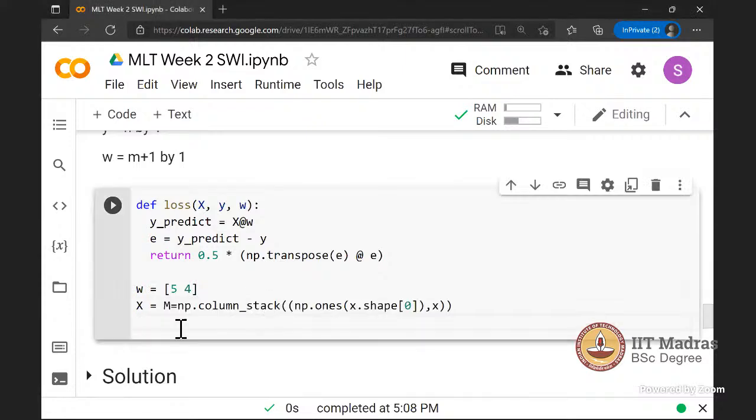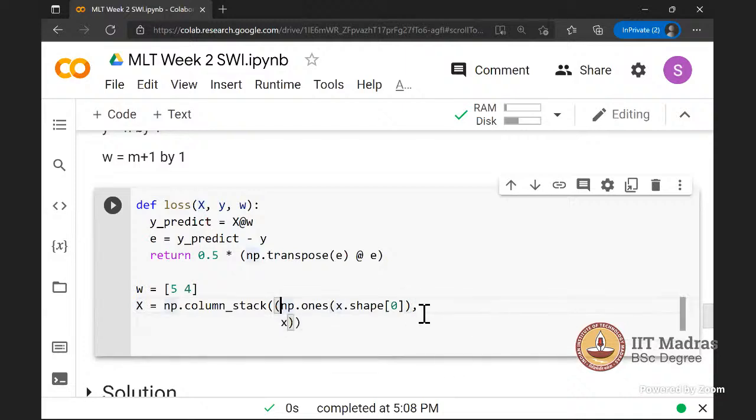Yes. So he has written code like this. I'm going to remove the capital M. So we are using column stack, and we are going to create numpy.ones and pass x.shape[0], and then x. Okay, so this is doing a lot of things for us. Let me break it down.